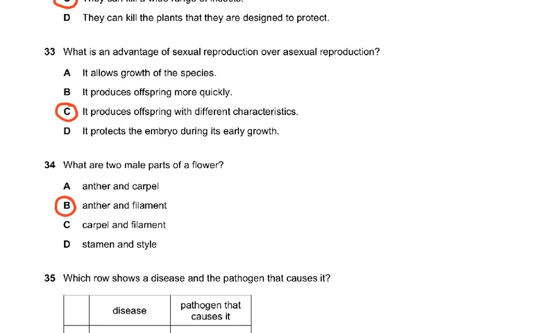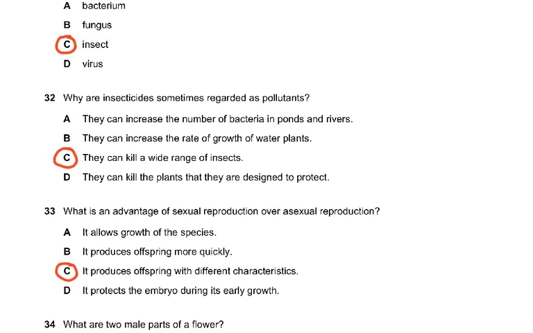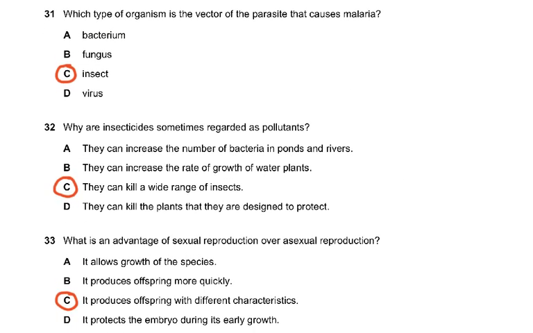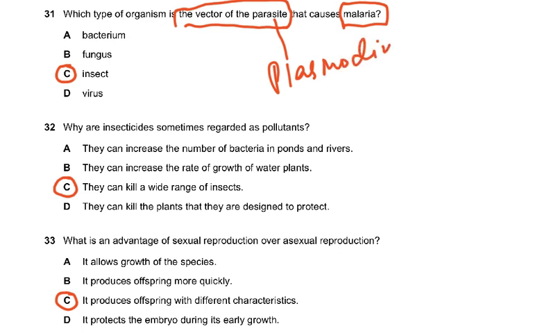Then coming on to question number 31. Which type of organism is the vector of the parasite that causes malaria? We know it is a female Anopheles mosquito, and organism is the vector. The parasite, of course, is Plasmodium, and that is a protozoa. It's not a bacteria, it's not a virus, it's not a fungus, it's a protozoa. So Plasmodium, please remember that. And then, of course, it said vector. Vector is the female Anopheles mosquito. So that, of course, is an insect. It is not anything else.